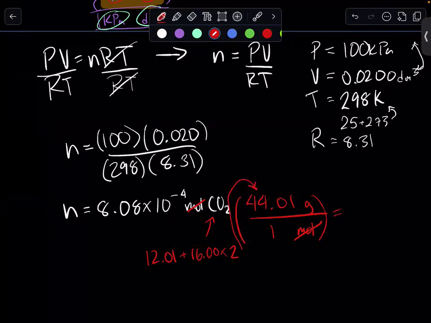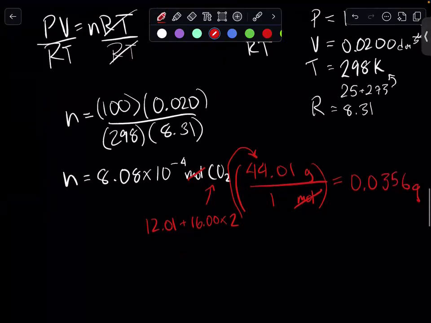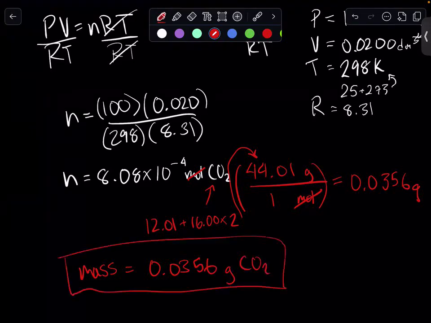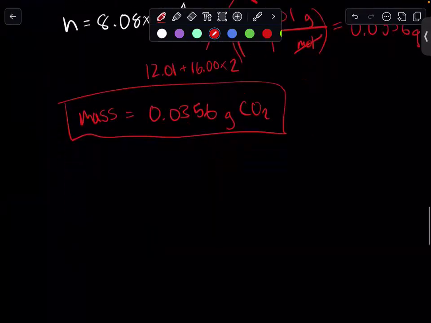And when I multiply this whole thing together, I find that my mass is 0.0356 grams. Therefore, my answer is the mass is equal to 0.0356 grams of carbon dioxide. All right, that is our first problem. We'll move to a second problem.